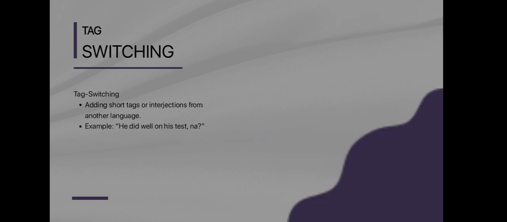Tag code switching. Tag code switching involves adding short words or phrases, usually a tag from one language, into a sentence that is primarily in another language. How does it work? It's like, "It's a test, na." Na is a Hindi or Urdu word used in an English sentence. That's tag switching.